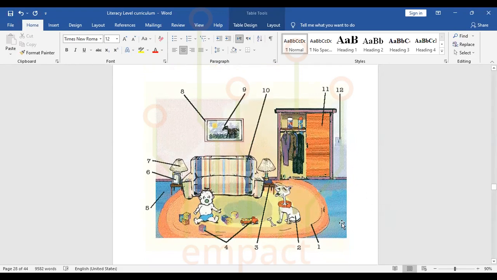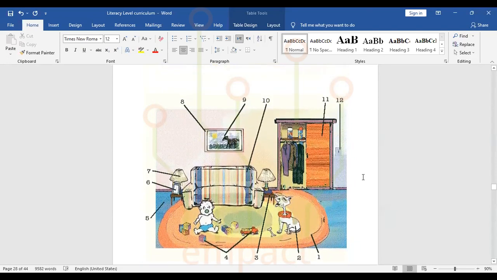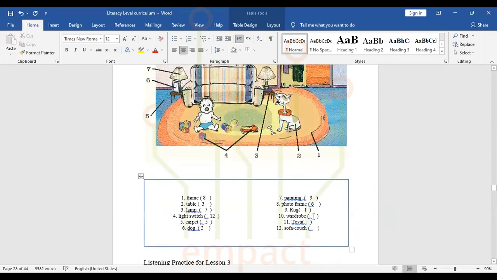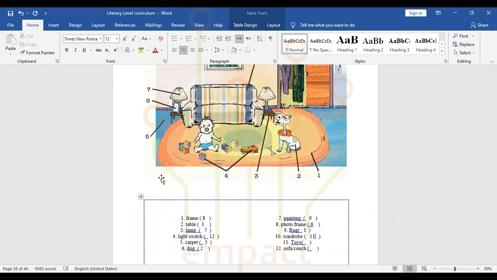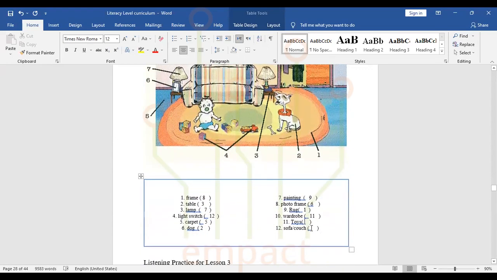Yes, Gardenia, tell us which word for number 10. It's a wardrobe. Which one is the correct picture or the correct number, Gardenia? Number 11? Okay. All right. Toys. Which number is the toys? We have toys, number 11. So which number in the photo is the toys? Number 4. Okay, good. After this one, the last one, we have sofa or couch.